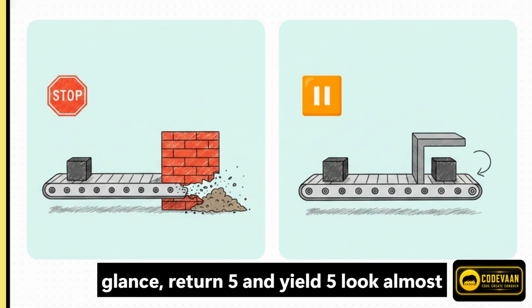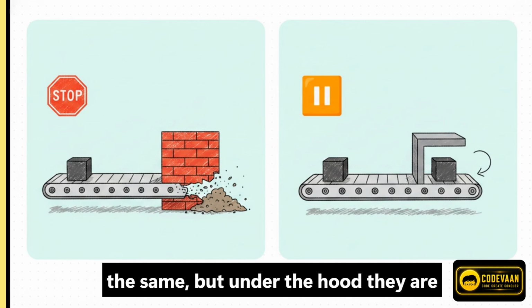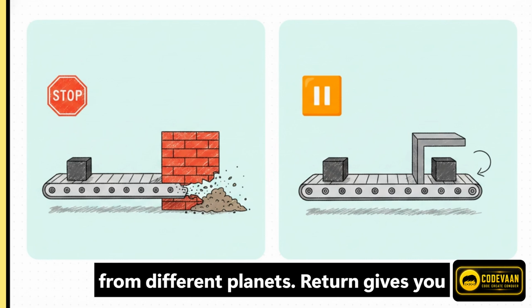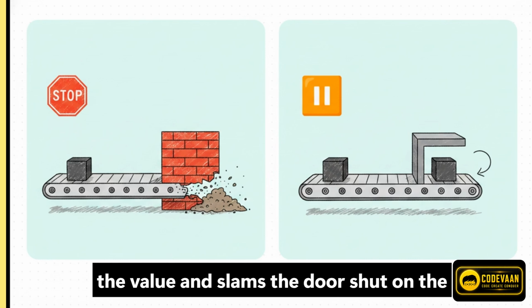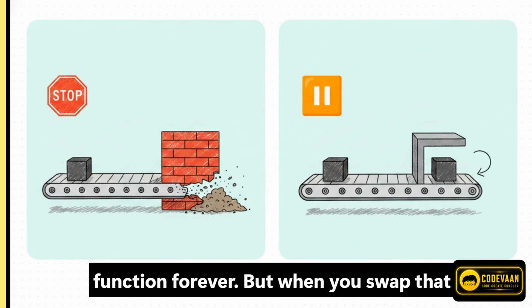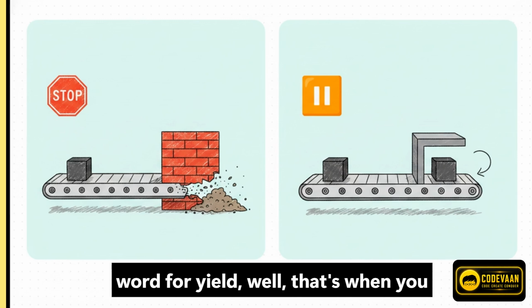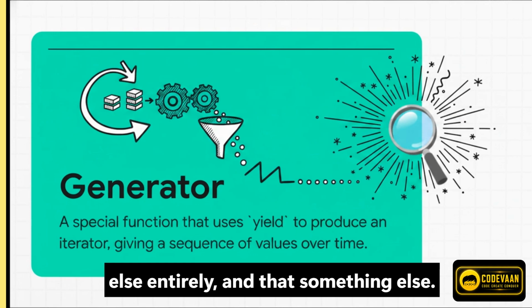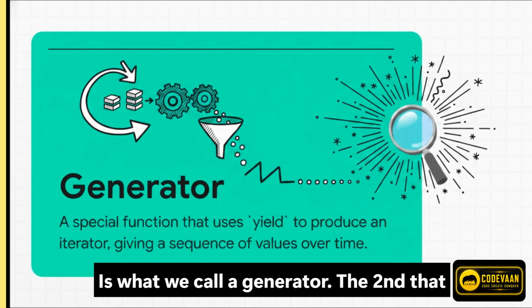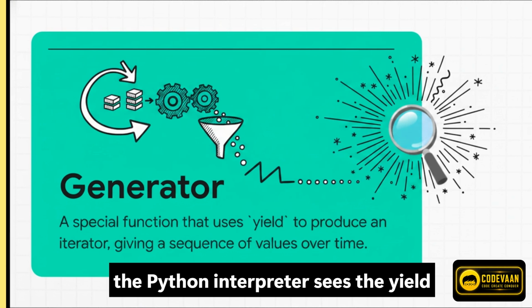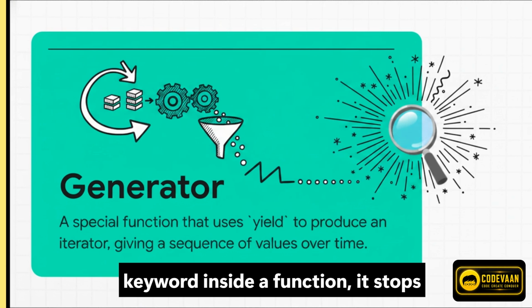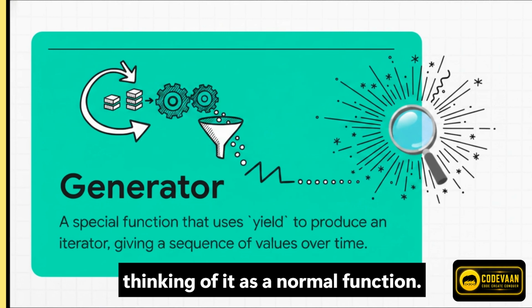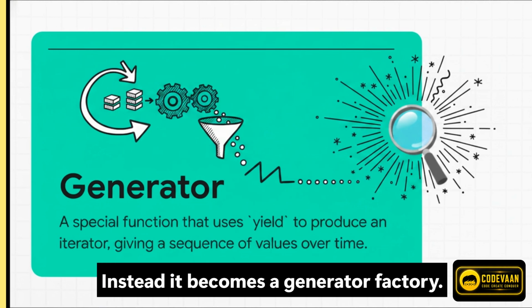At a glance, return 5 and yield 5 look almost the same, but under the hood, they are from different planets. Return gives you the value and slams the door shut on the function forever. But when you swap that word for yield, that's when you turn a regular function into something else entirely. And that something else is what we call a generator. The second that the Python interpreter sees the yield keyword inside a function, it stops thinking of it as a normal function. Instead, it becomes a generator factory.